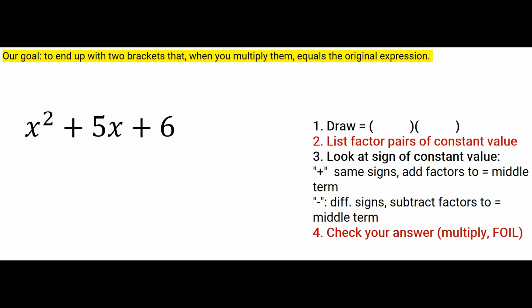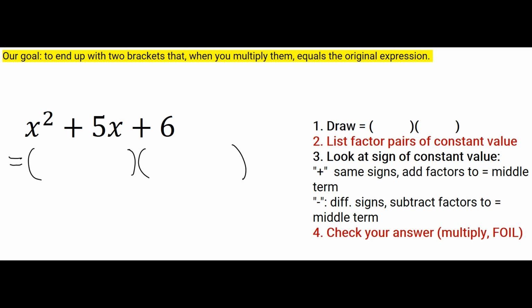Our goal is to end up with 2 brackets that, when you multiply them, equals the original expression. So if it's our goal to end up with 2 brackets, let's start and just draw 2 brackets after the equal to sign. Make them nice and wide because your answer is going to come in between these brackets.